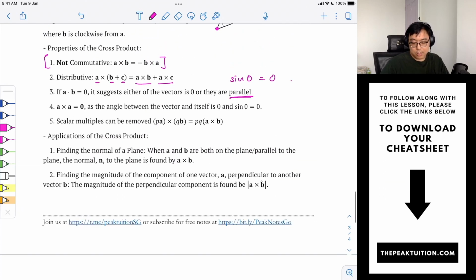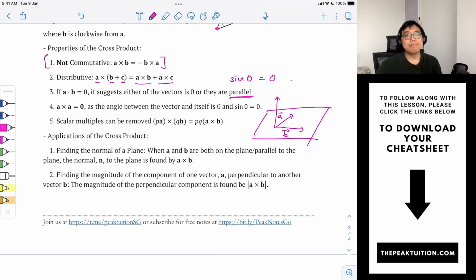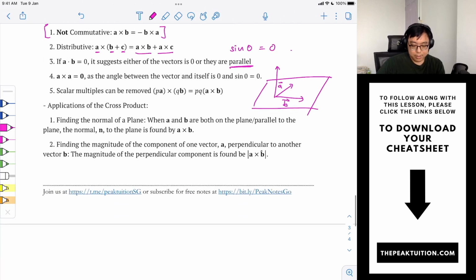For cross product, it's very important because you can now find the normal of a plane. This is very important for the second part of the vectors, okay? So when we have a plane and we have 2 vectors on it, let's say A and B on the plane, we can do a cross product of it, and the resultant vector will be pointing in the normal direction. Okay? This is important for the next section. Gaining an intuition of why this is the normal is super important.